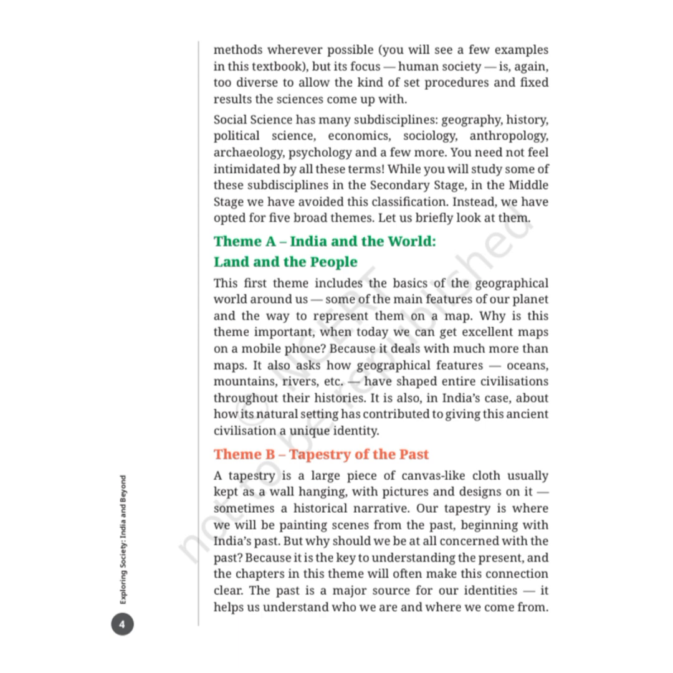Theme A, India and the world, land and the people. This first theme includes the basics of the geographical world around us, some of the main features of our planet, and the way to represent them on a map. Why is this theme important when today we can get excellent maps on a mobile phone? Because it deals with much more than maps. It also asks how geographical features, oceans, mountains, rivers, etc., have shaped entire civilizations throughout their histories. It is also, in India's case, about how its natural setting has contributed to giving this ancient civilization a unique identity.